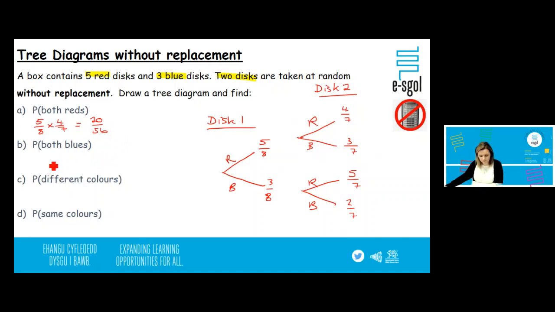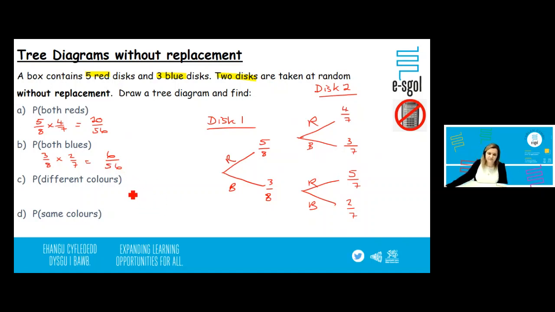Okay. Similar thing for both being blue, but obviously we're following the bottom right-hand path now. So blue on the first one and blue on the second one. Using the fractions, it's just different fractions that we're multiplying together. So 3 multiplied by 2 is 6, 8 times 7, 56, and that one's finished.